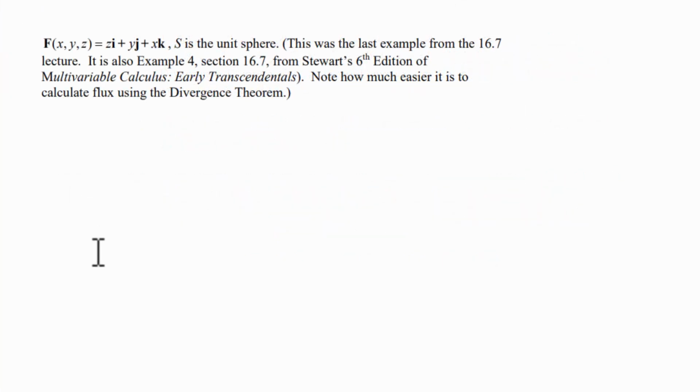Okay, so in this problem, F has components z, y, and x. S is the unit sphere, and then other stuff about how hard it was doing it directly, and note how much easier this method is. So what does the divergence theorem say? It says something about flux. So the generic flux, so what's the generic representation of flux? F dot n dS. And then what does the divergence theorem say about the flux integral?